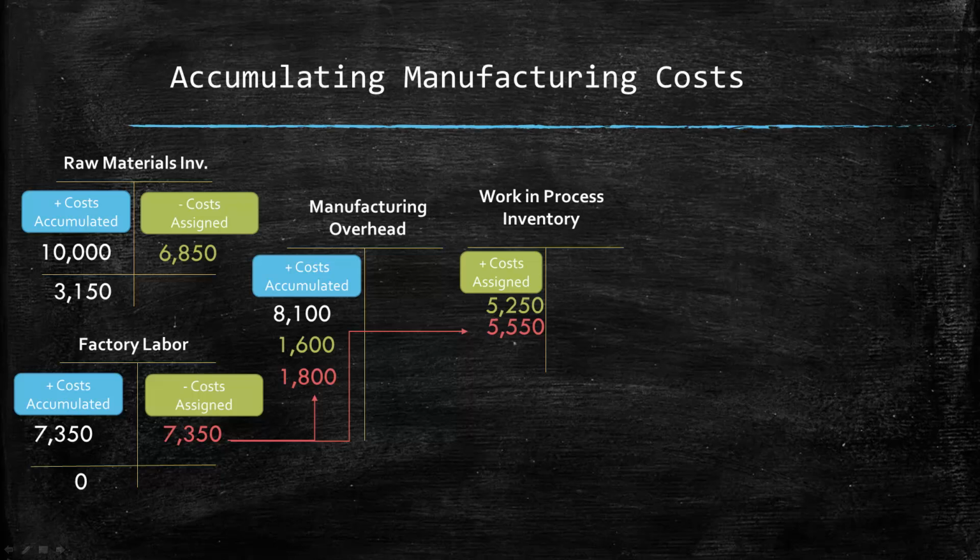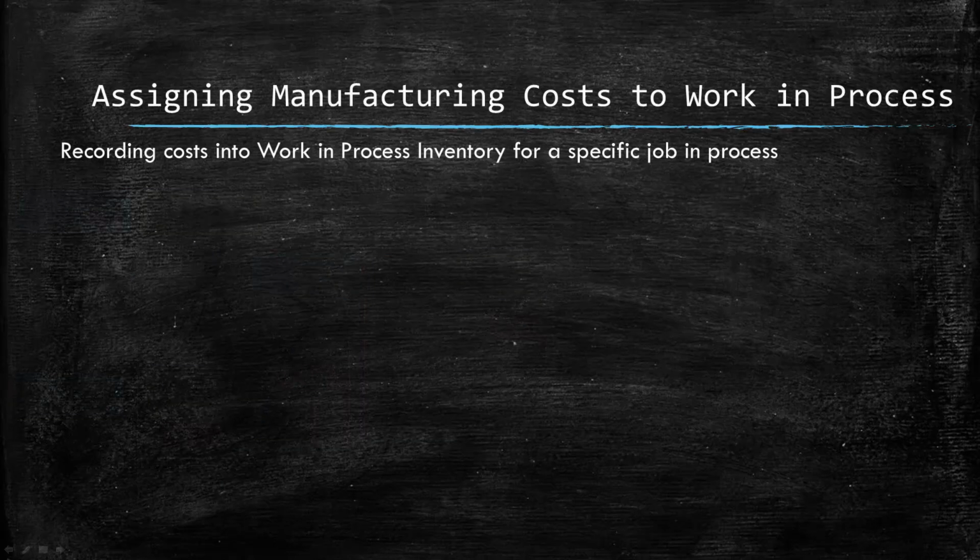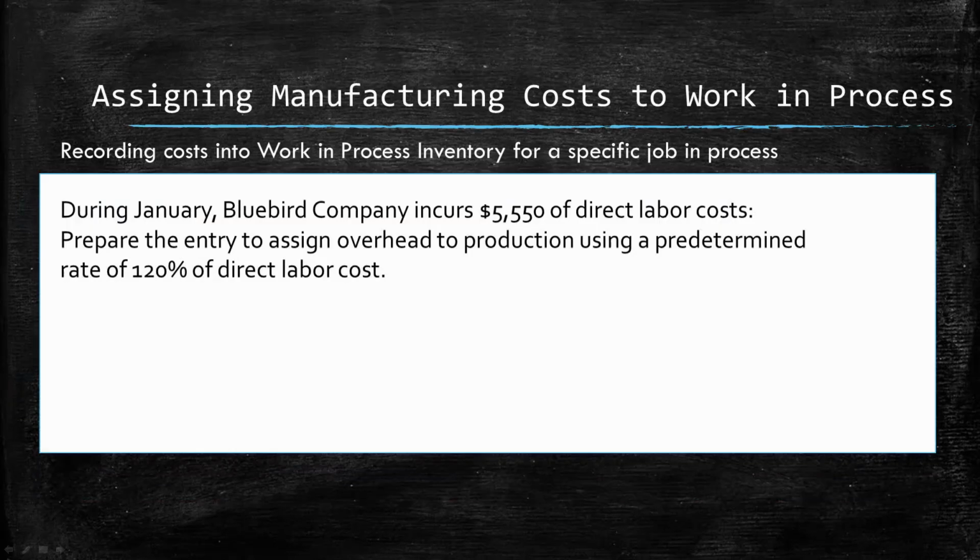And now we can see our factory labor account ends at a 0 balance, and it should be a 0 because all of those costs need to be assigned either into manufacturing overhead or into work in process inventory. Next, let's look at our journal entry relating to overhead.